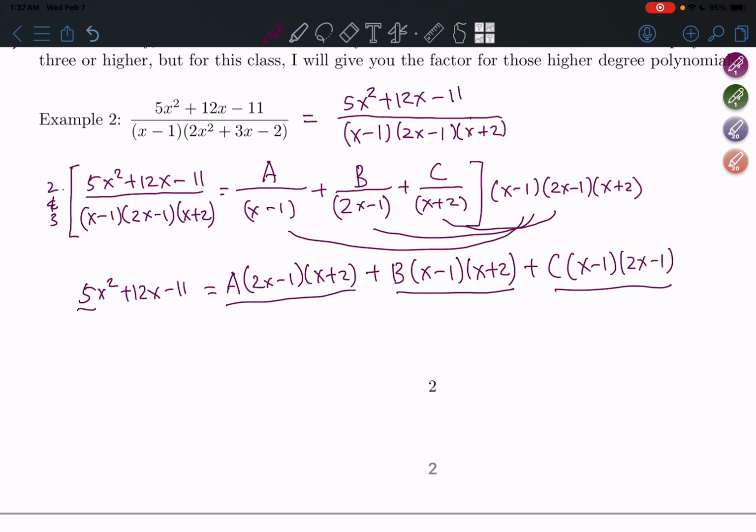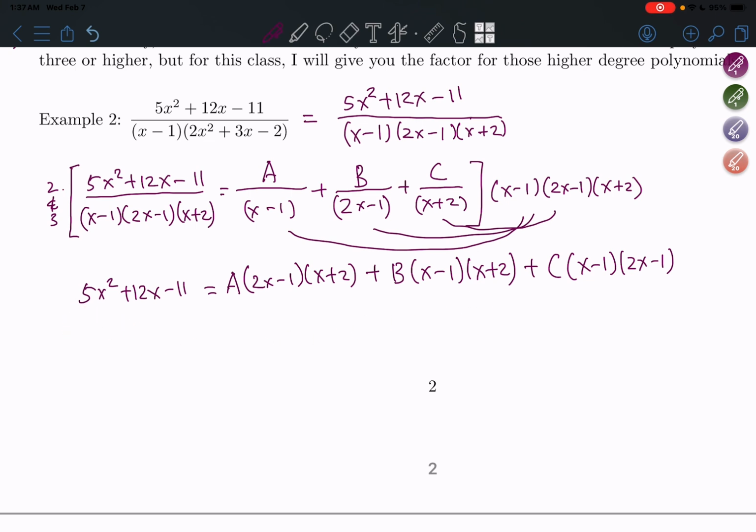Coefficient of x squared with coefficient of x squared, right? Coefficient of x on the left hand side matching with coefficient of x on the right hand side. Constant term on the left hand side match the constant term on the right hand side. Okay, that's what method number 2 means in this method.